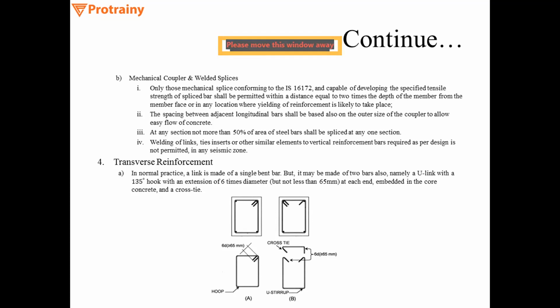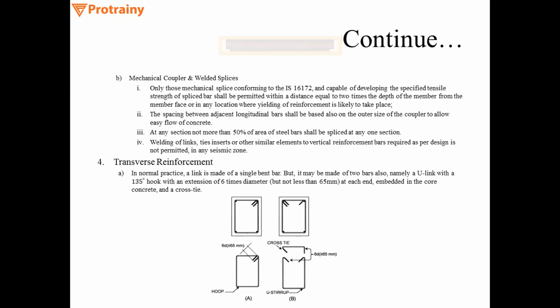Coming to the transverse reinforcement, or we can say stirrups, in normal practice a link is made up of a single bent bar, but it may be made of two bars also, namely a U-link, as you can see in figure B, with a 135-degree hook. A 135-degree hook is mandatory for seismic consideration, with an extension of 6 times the diameter, but not less than 65 mm.